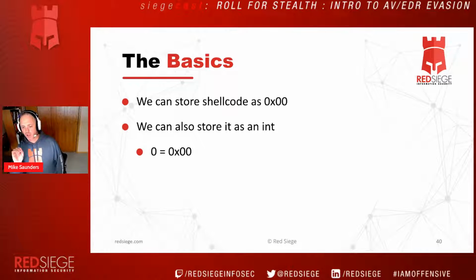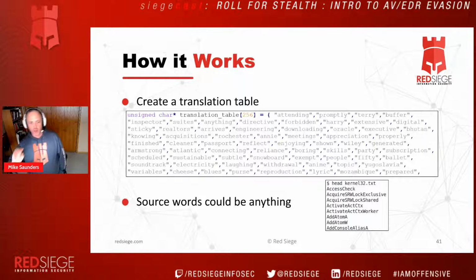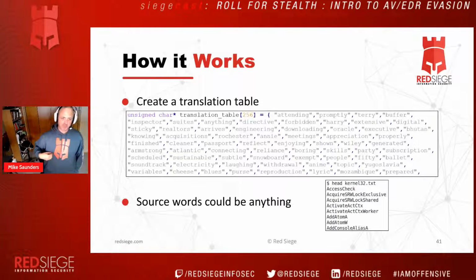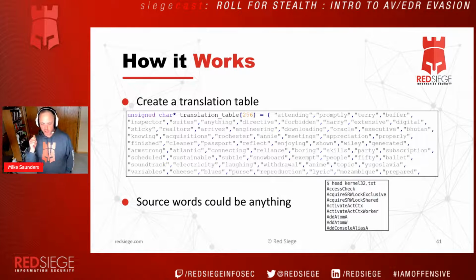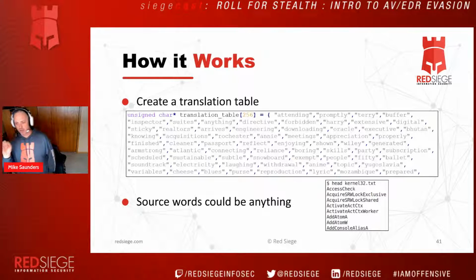So if we know that we can store shellcode as an int, we can use that to our advantage. We create a translation table. And the translation table needs to have 256 words, and they have to be unique because there are 256 possible shellcode values, 00 through FF. Each position in our translation table corresponds to a byte of shellcode.